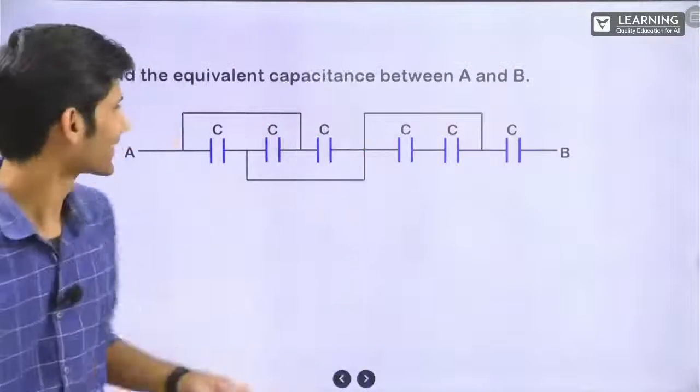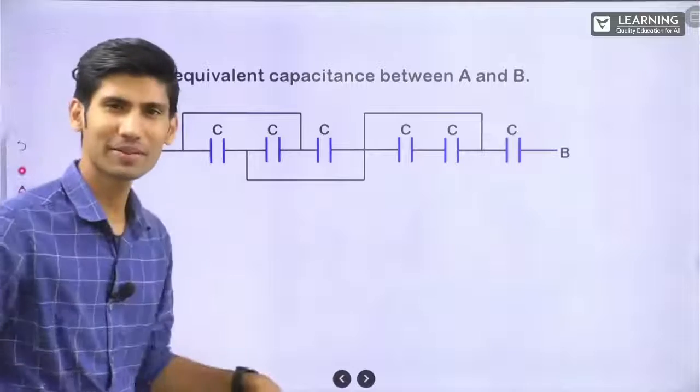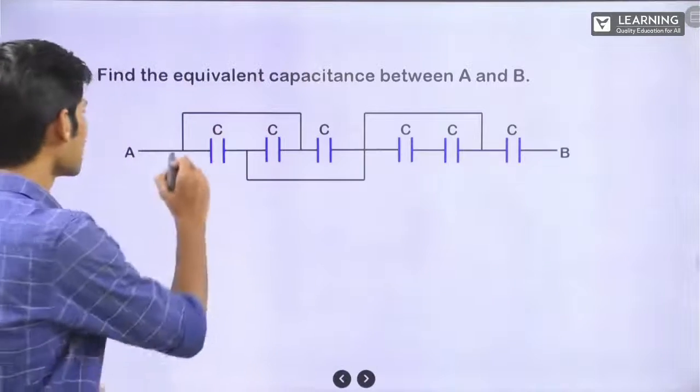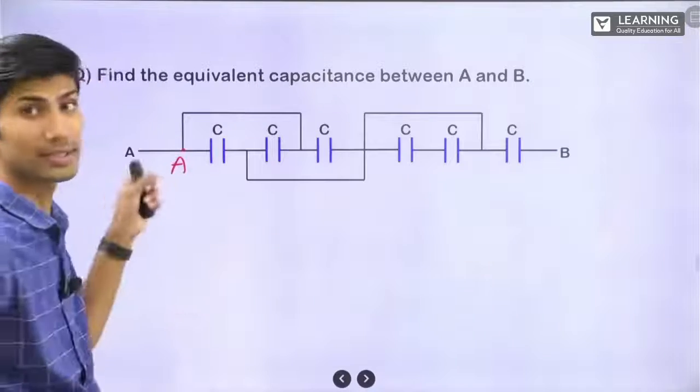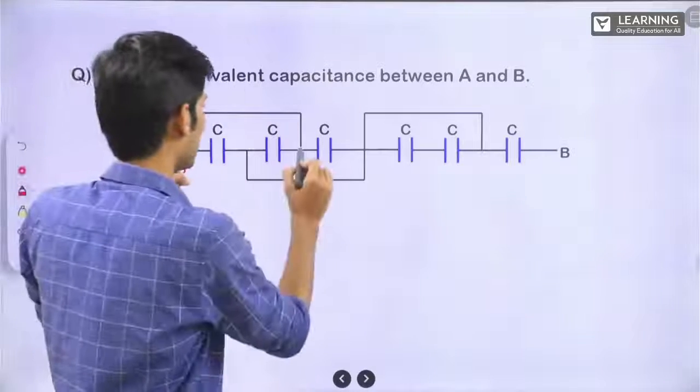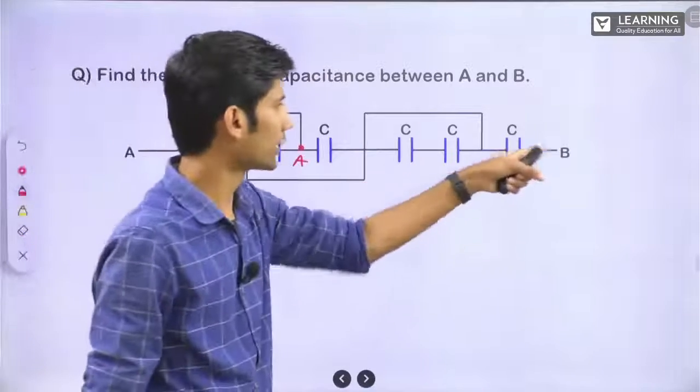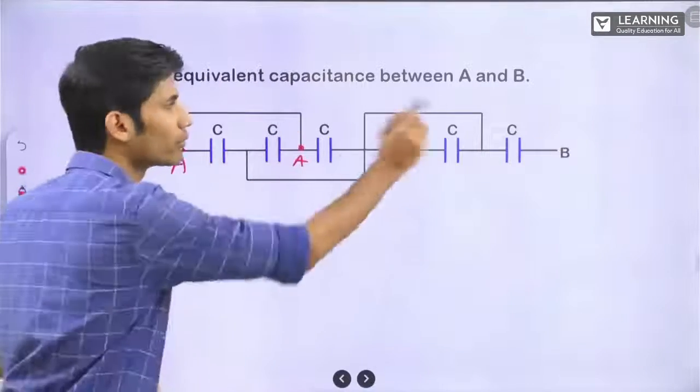A bit tough, right? It's not tough. If you know the concept, it becomes easy. See here. This is A. If this is A, this is A. This is also A. B, and then there will be a potential drop. So now this one more wire is there.